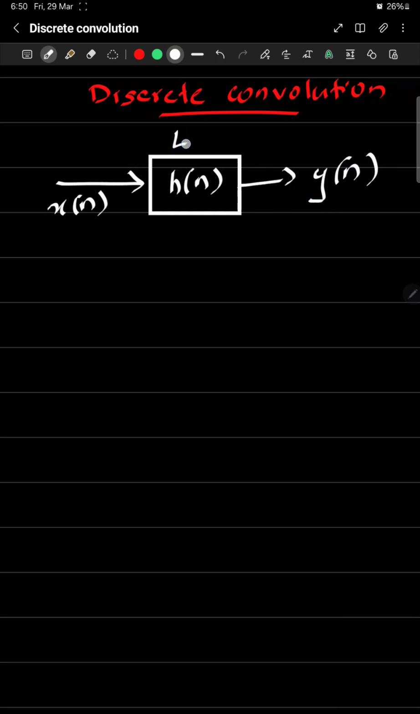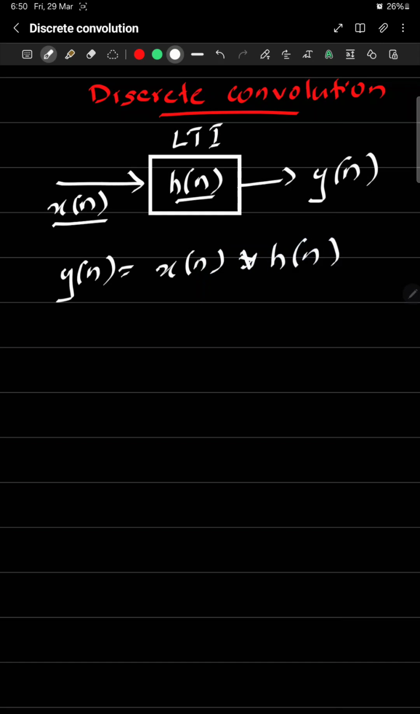For an LTI system, if you know the impulse response h of n and if you know the input x of n, you can use the discrete convolution operator to find the output. That is the use of the convolution operator. Now let us see the mathematical part of the discrete convolution operator. In the case of continuous signals, we had the integral from minus infinity to infinity of x of k into h of n minus k. That was the equation used, right?